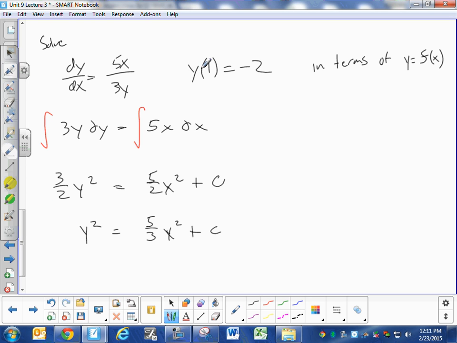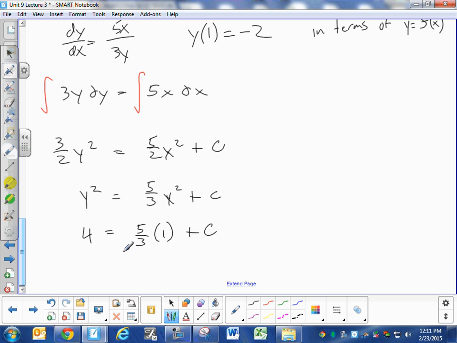I could really plug in the 1 and the -2 at any point here. So don't be afraid, and sometimes in the book you'll see in the answers they'll find C earlier rather than later. 8/3? 7/3, sorry. So y squared is equal to 5/3 x squared plus 7/3.